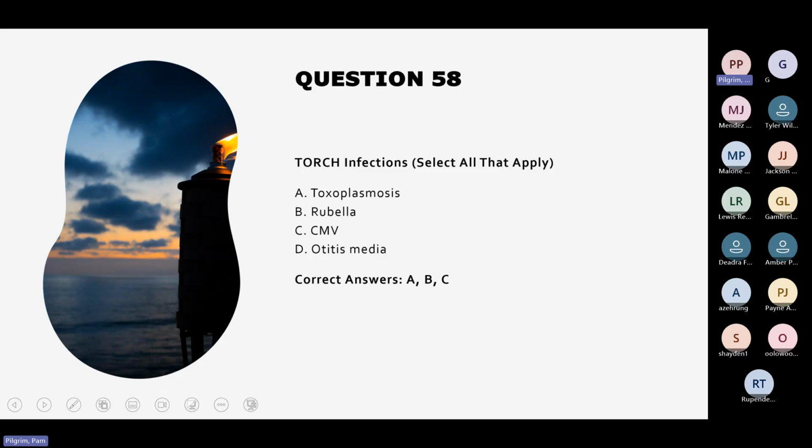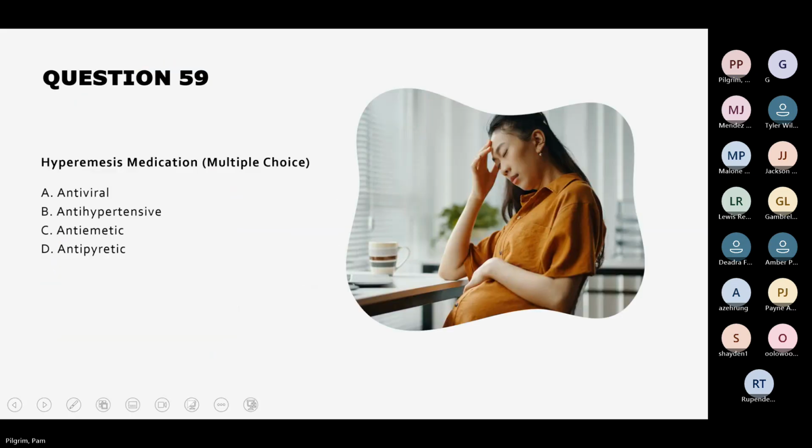It's A, B, and C. So definitely review TORCH infections. Good job.